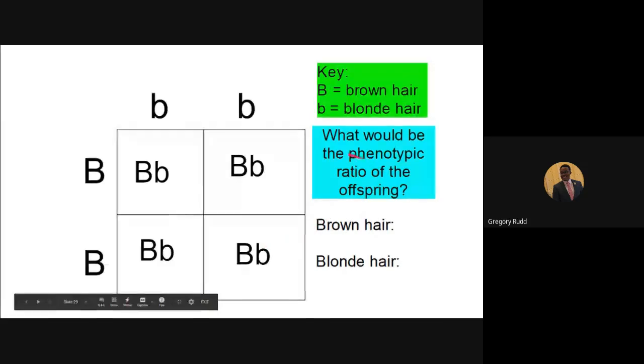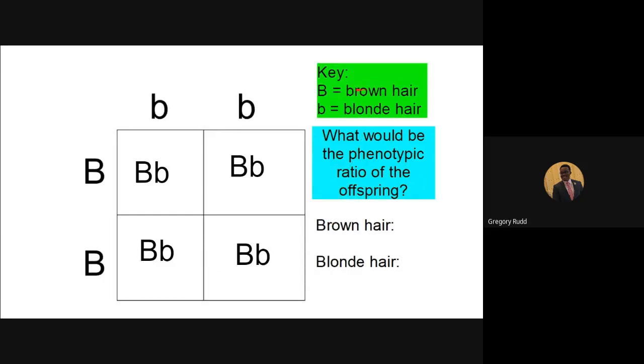And this time we're asking for the phenotypic ratio of the offspring. So if brown is the dominant and blonde is the recessive, how many of the offspring are now going to have brown hair? 50. All of them. Okay. Can you explain, Alicia, why it's all of them? Because the heterozygous ones always show the dominant trait.